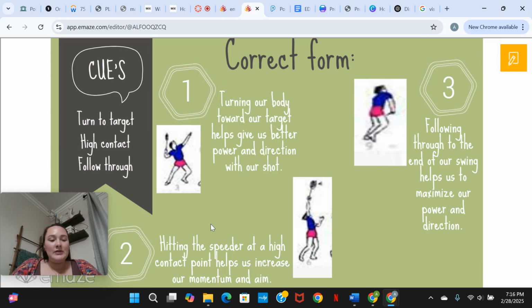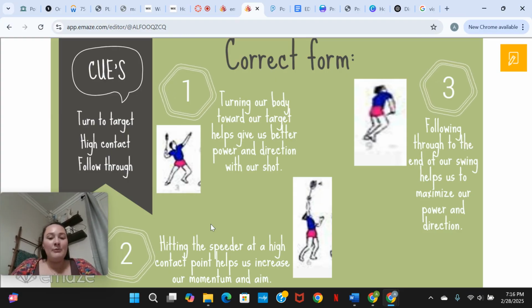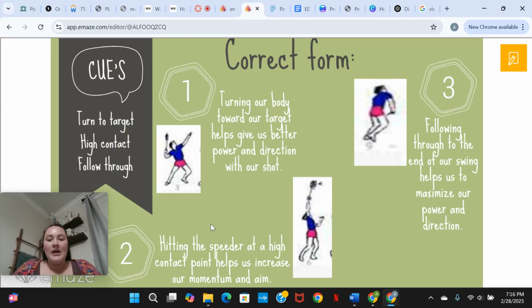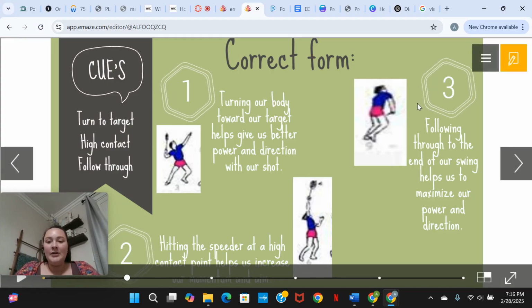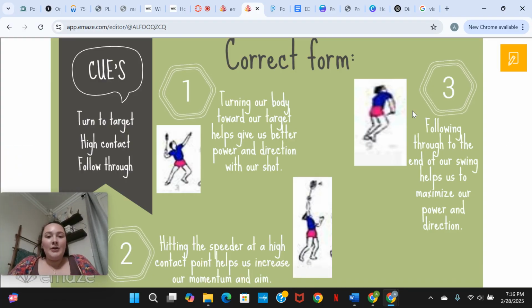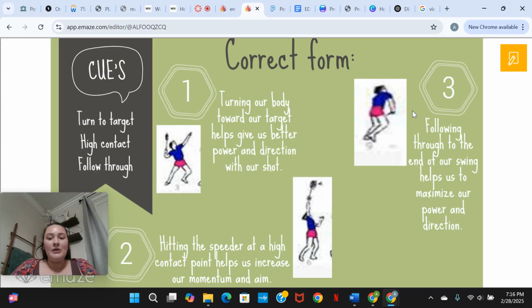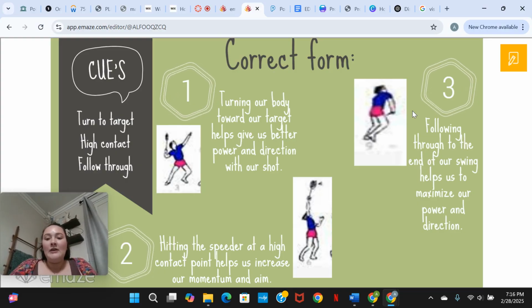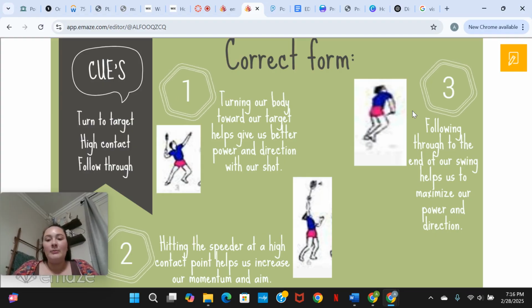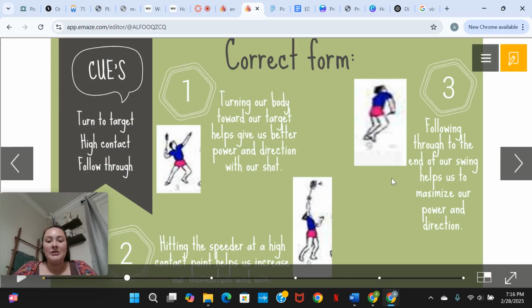Number two, the second cue is high contact. So hitting the speeder at a high contact point will help us increase our momentum and help us with our aim. And number three, the third cue for this overhead clear shot is follow through. This is a big one. Following through to the end of our swing helps us maximize our power and our direction.